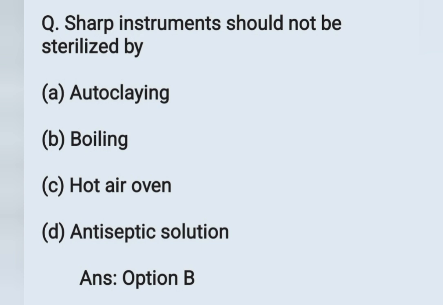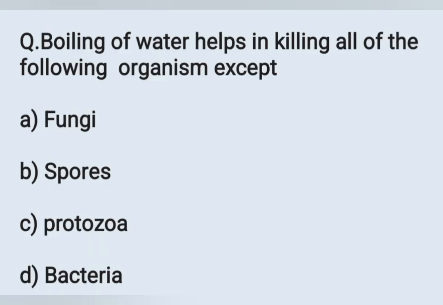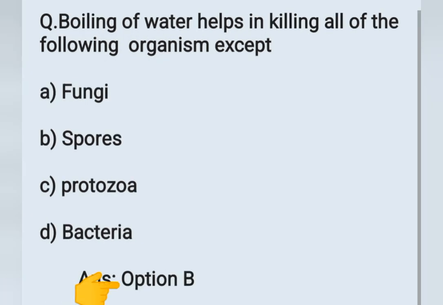Okay. And the next question is, boiling of water helps in killing all of the following organisms except? Options. Option A, fungi. Option B, spores. Option C, protozoa. Option D, bacteria. Our question is, by boiling of water it will help to kill the organisms except one which is not killed by boiling of water. It is spores. Option B is the correct answer.